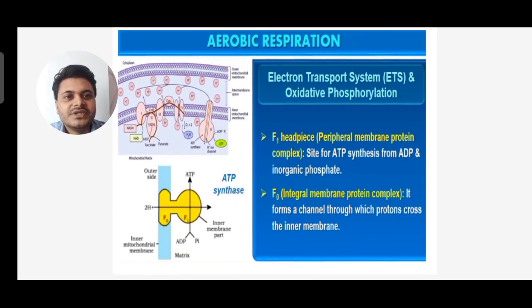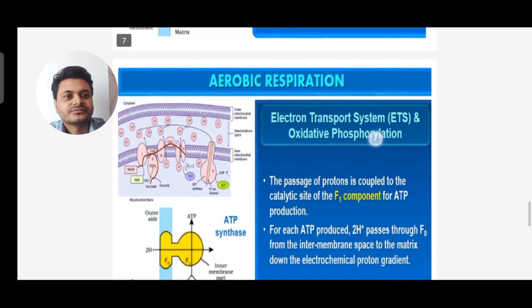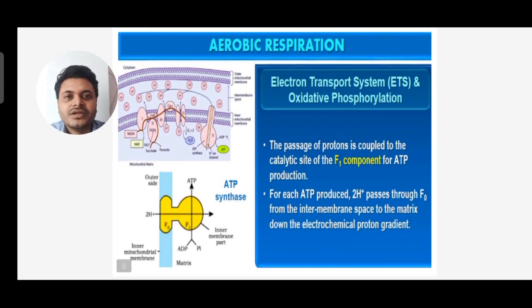The F1 headpiece, that is the peripheral membrane protein complex, is the site for ATP synthesis from ADP and inorganic phosphate, and F0, that is the integral membrane protein complex, forms a channel through which protons cross the inner membrane. The passage of protons is coupled with the catalytic site of the F1 component for ATP production.